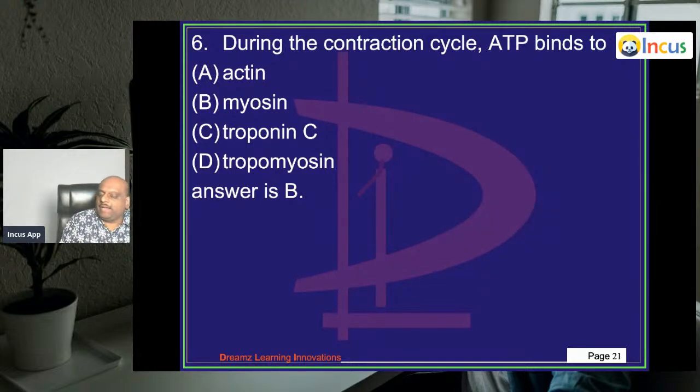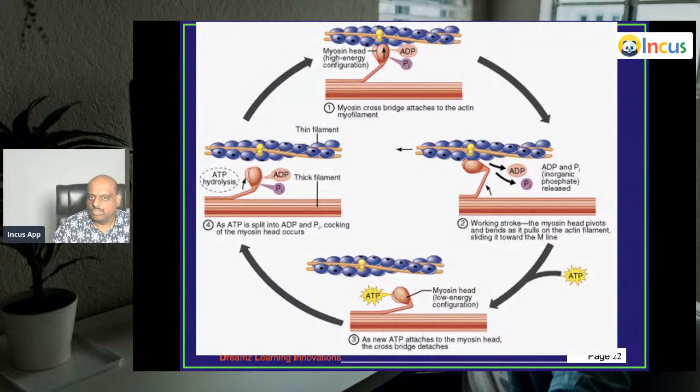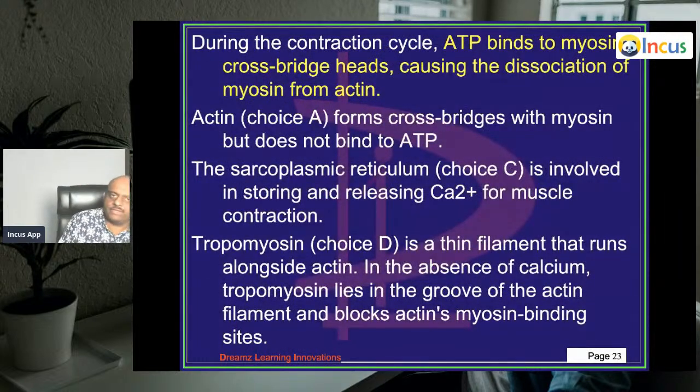So ATP binds to the myosin. So the myosin, ATP hydrolysis will cause the release of energy, and that will lead to the cocking of the myosin head. And the myosin is now available to bind with the actin. So this is how the muscle contraction cycle works in skeletal muscle. You should remember everything.